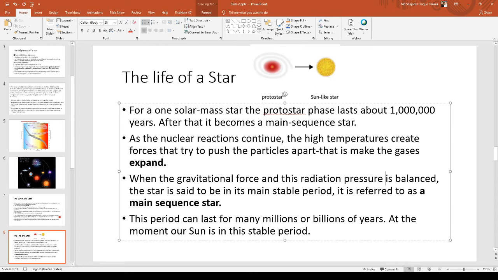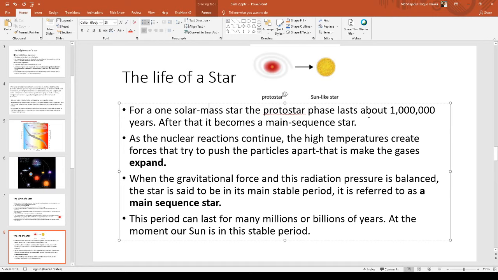It's the most stable state of a star because, as you can tell, the tug of war is now balanced, so it's gonna stay like this, right? There is no reason for something else to happen. All right, the gravitational force and the radiation pressure force are exactly balanced. So obviously, just to make a comparison, for a one solar mass star, I'll get to this in a minute, the protostar phase lasts about 1 million years. After that, it becomes a main sequence star.